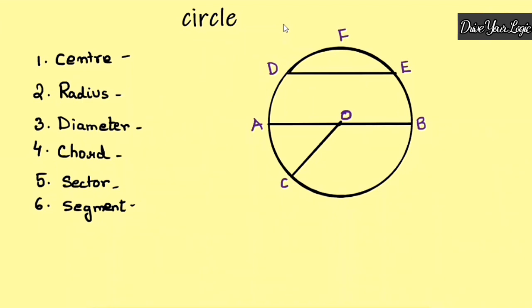So you can see today what I'm going to teach you all. It's a circle, okay? And you can see one diagram is given here and a few things are given like center, radius, diameter, chord, sector, segment. And we're going to discuss this. So which is the center, which is the radius, diameter, chord, sector and segment.